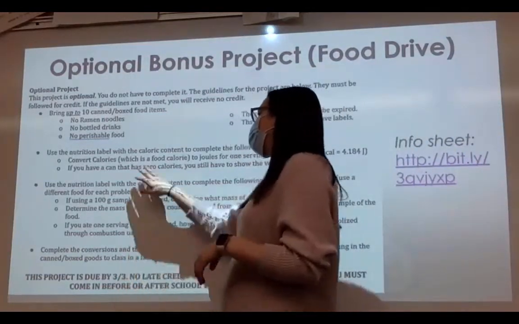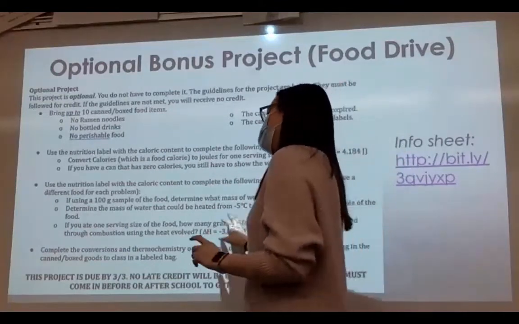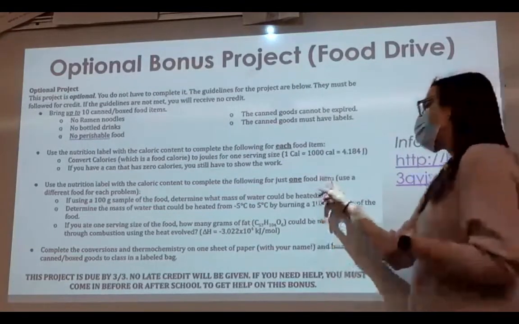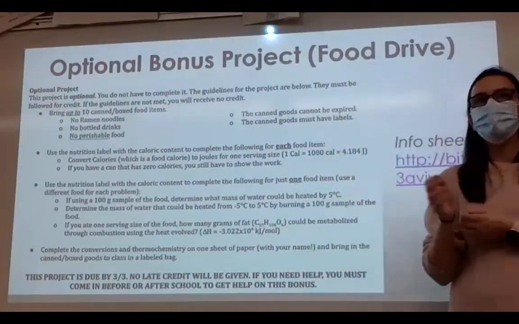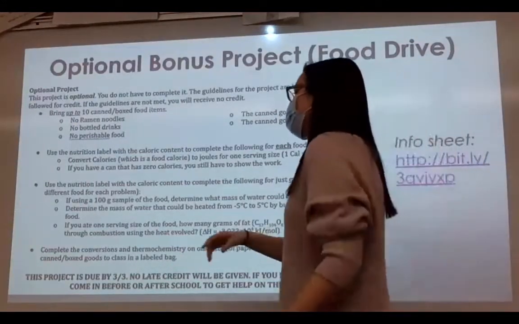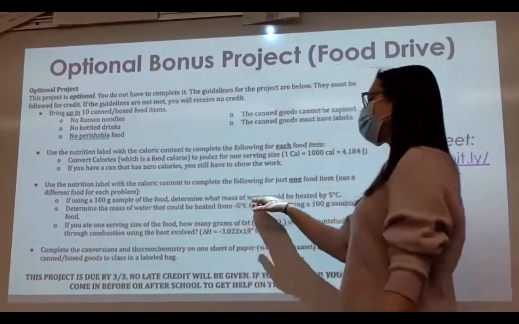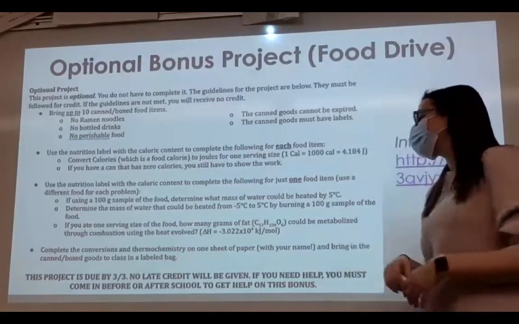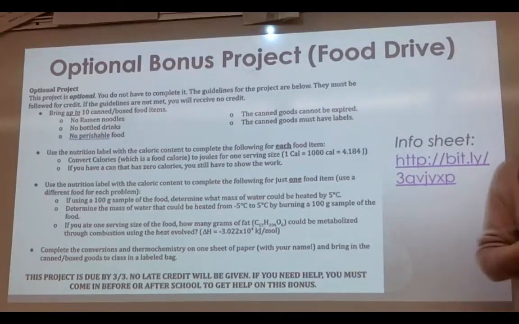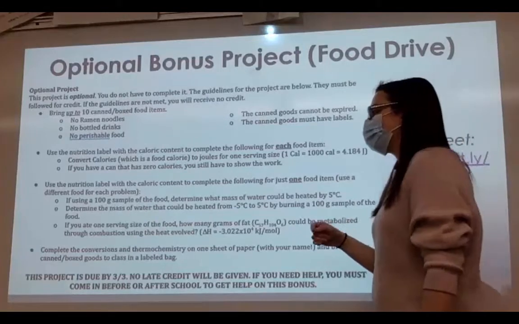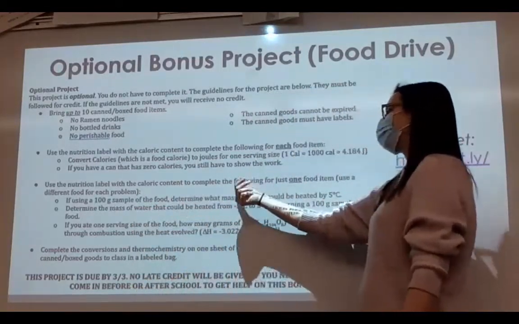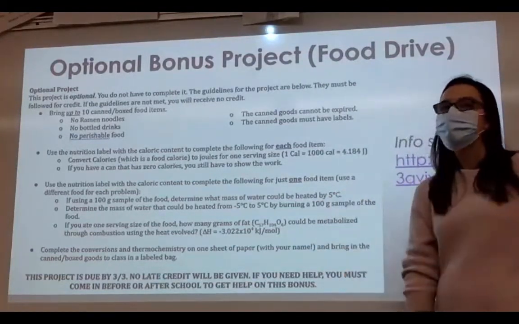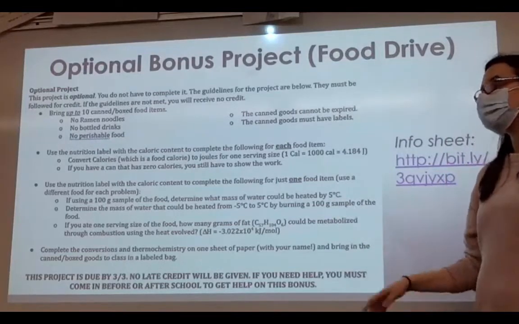And then the second thing, so this first part, people are like, okay, that's fine. And then it gets down here, and they're like, really, MC delta T again? So for 1 food item, pick 1. Box of mac and cheese. You're going to do 3 different things. So the first thing is, it says if using a 100-gram sample of food, determine what mass of water could be heated by 5 degrees Celsius. So Q equals MC delta T. Q is coming from the food. M is what you're solving for with mass of water. C is the specific heat of water. Delta T is 5 degrees. All right, so that's an MC delta T.